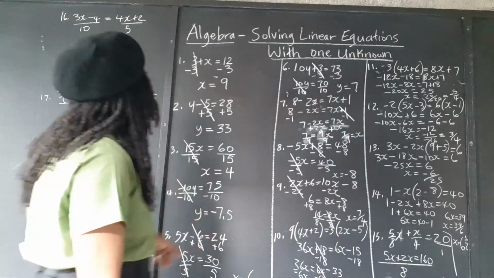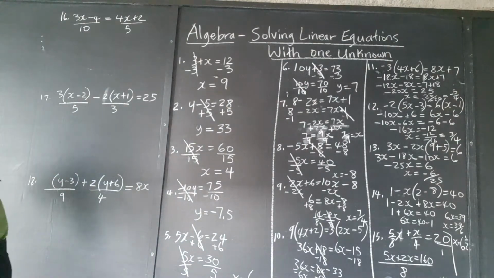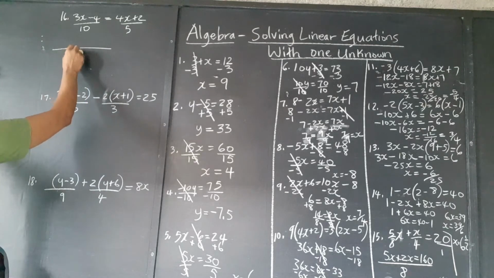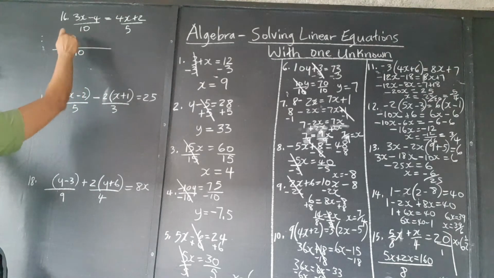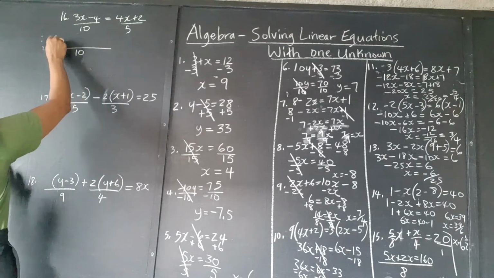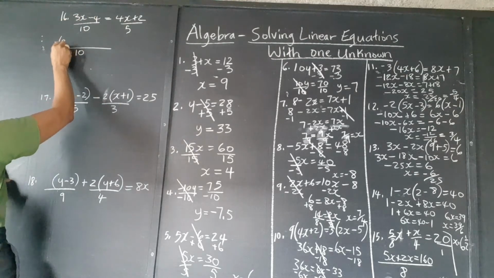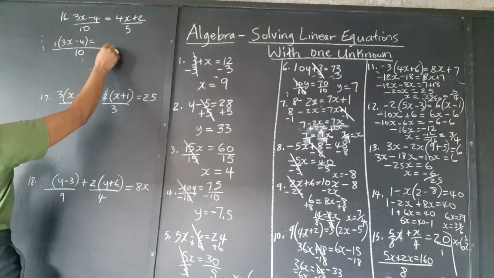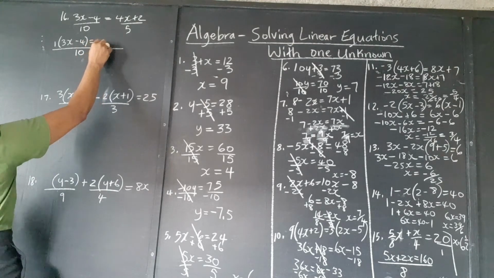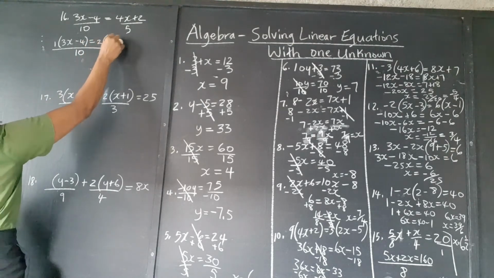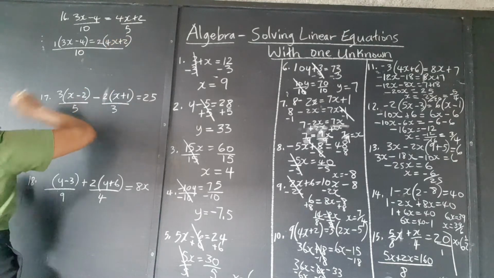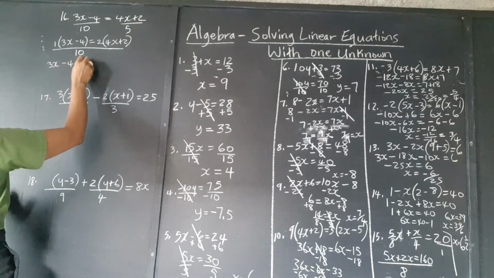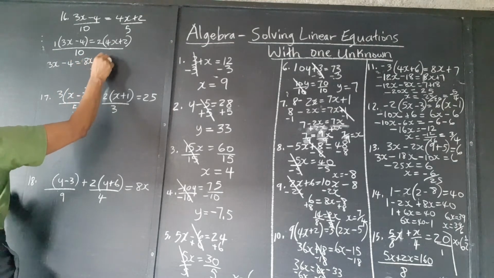Alright, so now we have some more fractions. So we'll find the LCM of 10 and 5, which is 10. 10 goes into itself once, and we multiply these terms up here by 1. 5 goes into 10 2 times. We bracket these and multiply by 2. So we end up with 3x minus 4 is equal to 8x plus 4.